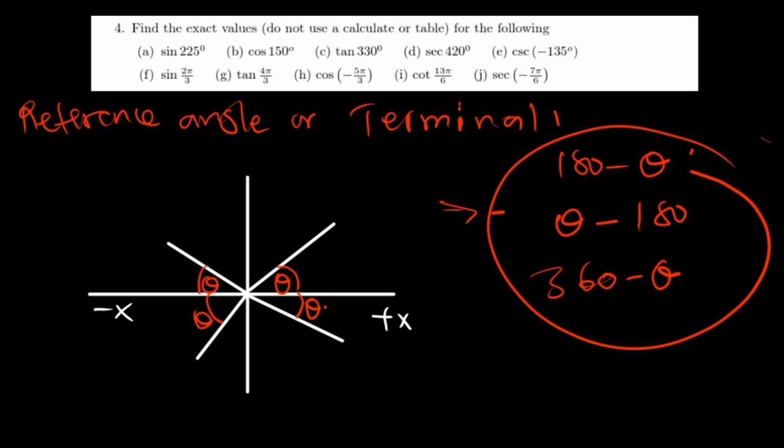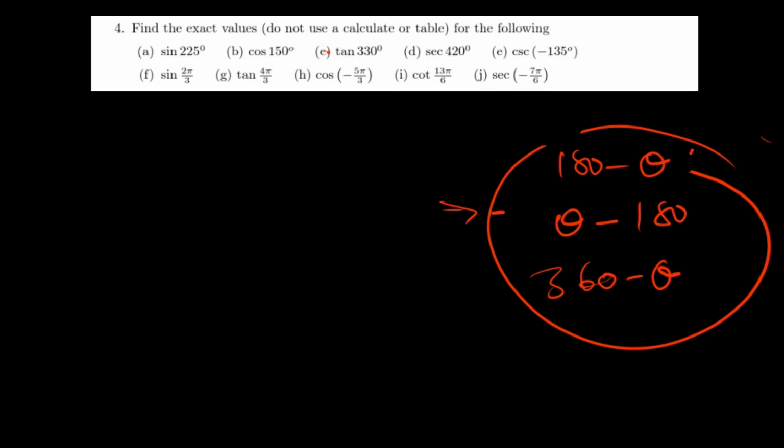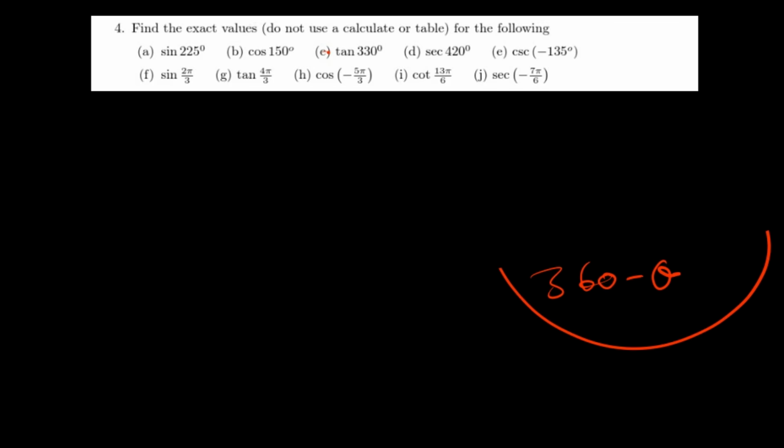So find the exact value. Do not use a calculator or table for the following. So now, sine 225 degrees. It's simple and straightforward. We're going to find this terminal angle. Here is the terminal angle that we have, 225 degrees. Now we need first to find the reference angle of 225 degrees.